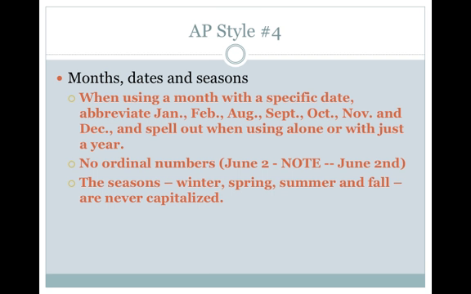If it's all by itself, or if it's with a year, so if you said something was going to happen in April 2014, you would spell out the month, April, and use the year. Now that was a bad example. So January 2014, you would spell out the word January and use it with the full date.